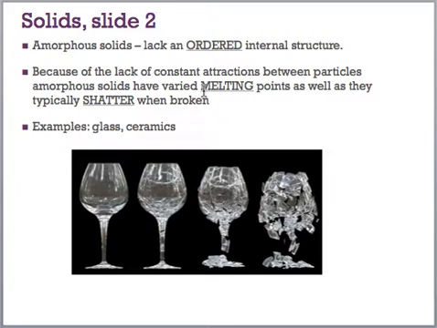they melt over a range of temperatures, which is why, like with glass, people can do glass blowing, because it doesn't just become a liquid. It becomes kind of semi-liquid, and that's because it's amorphous. The two most classic examples of this are glass and ceramics.